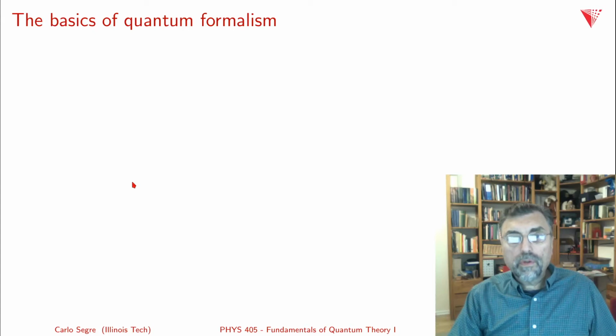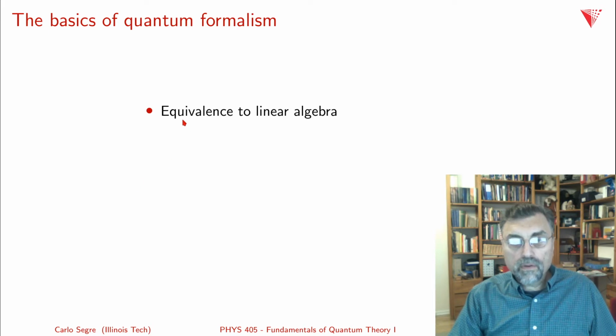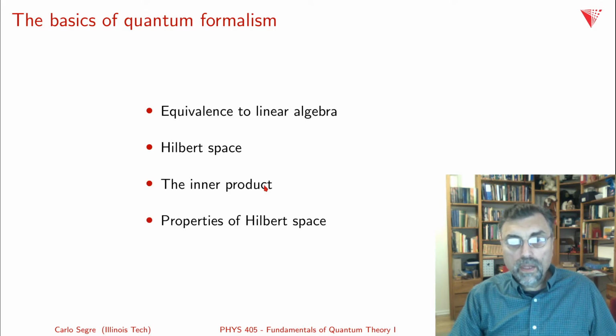Now that we've solved one-dimensional Schrödinger equation problems, I'd like to back up and talk about quantum formalism. We'll start by noting the equivalence of quantum mechanics and wave mechanics to linear algebra. Then we'll talk about Hilbert space and define Hilbert space, talk about the inner product, and then look at the properties of Hilbert space.